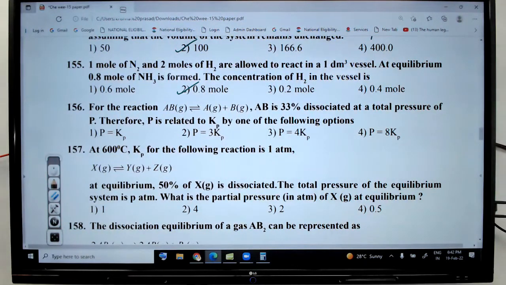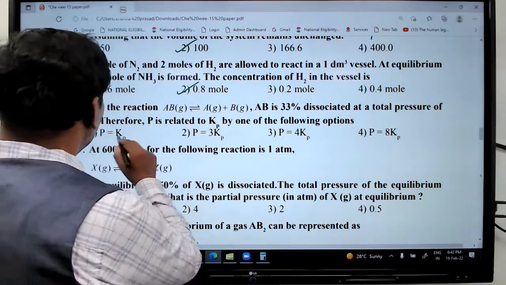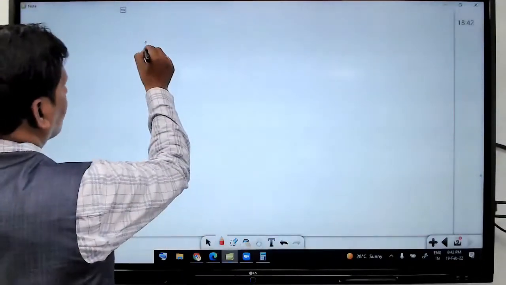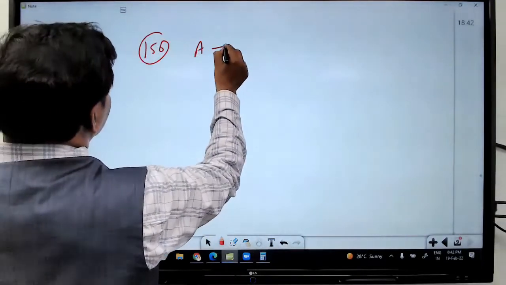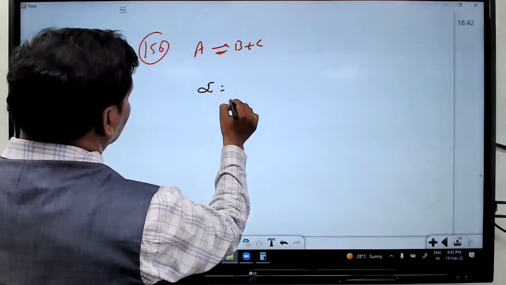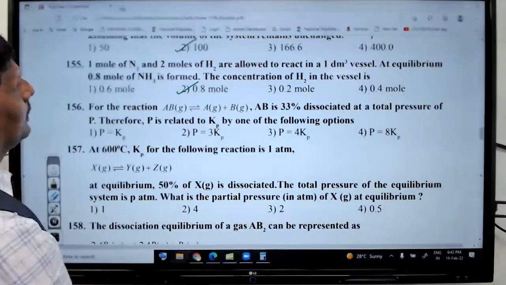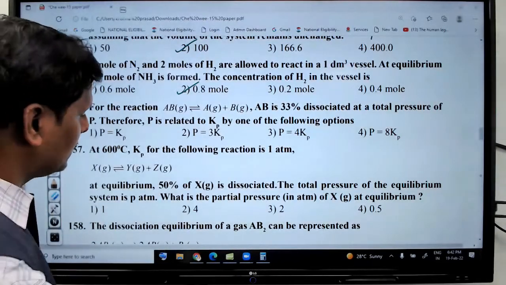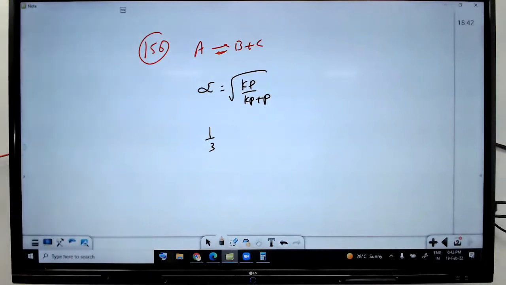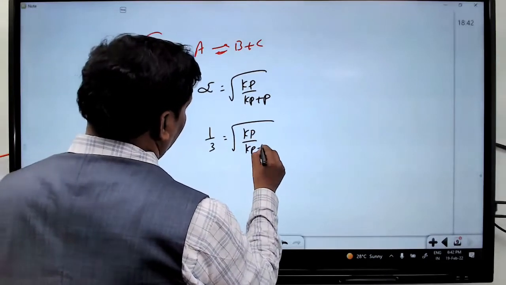Now question number 156. A gives rise to B plus C, then alpha is equal to square root of Kp by Kp plus P. The alpha value given is 33%, which means one third, so 0.33. Kp by Kp plus P, and P is given how much?